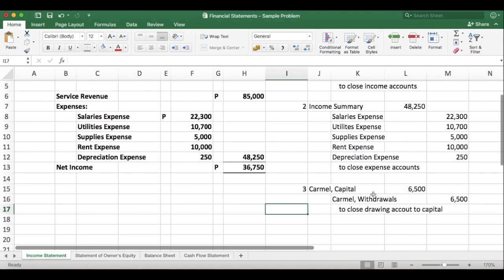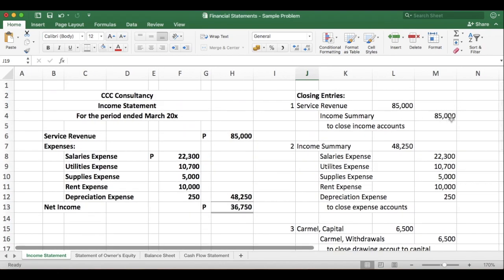Then the fourth closing entry would be to close our income summary to capital. You look at now our income summary. Income summary here has a credit of 85,000 and it was debited here 48,250. If we deduct them, the difference would be, there is a formula in that part, minus this one, that would be 36,750. And that is actually your net income.